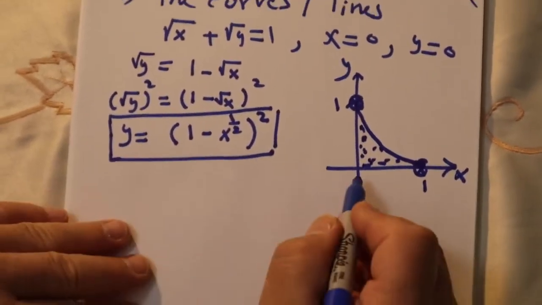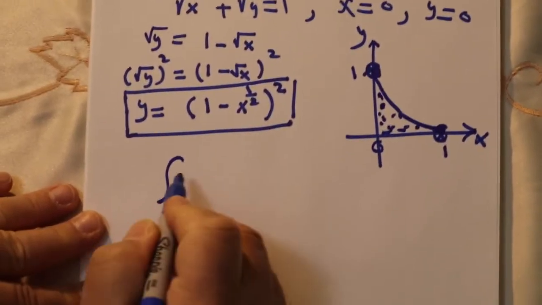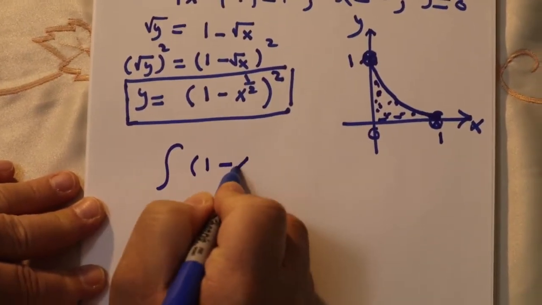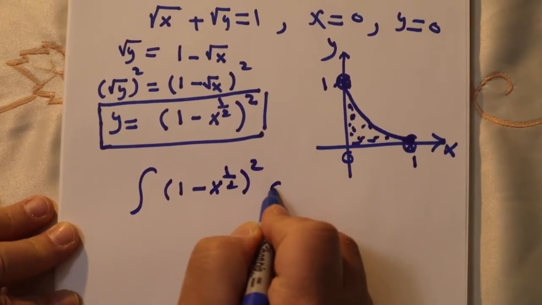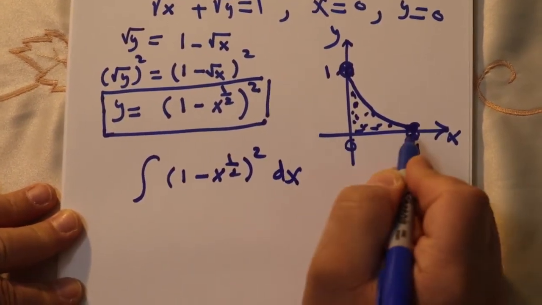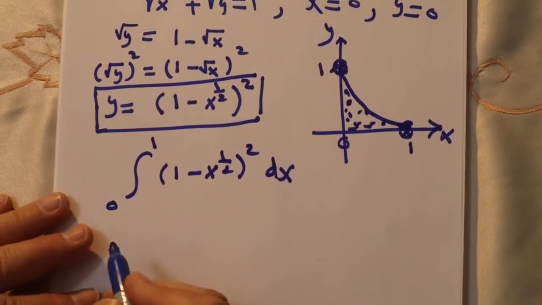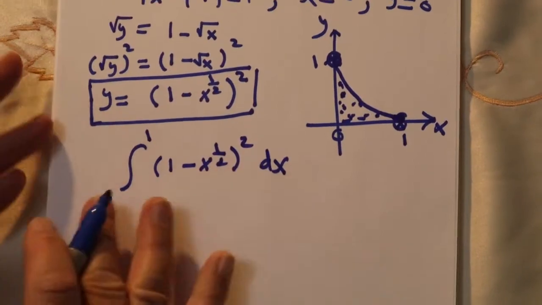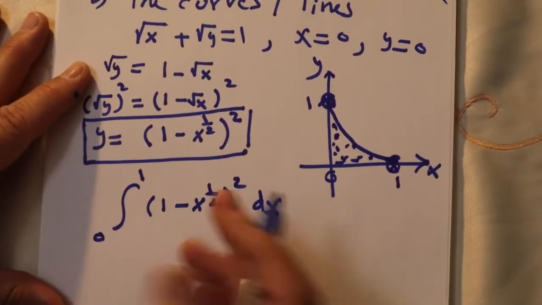Now we know our bounds. It's from 0 to 1, and we're going to integrate the function 1 minus x exponent a half, squared, with respect to x, from 0 to 1. This is our bound. And it's a good idea to expand it. We have a different way to integrate. If you expand it, that's fine.